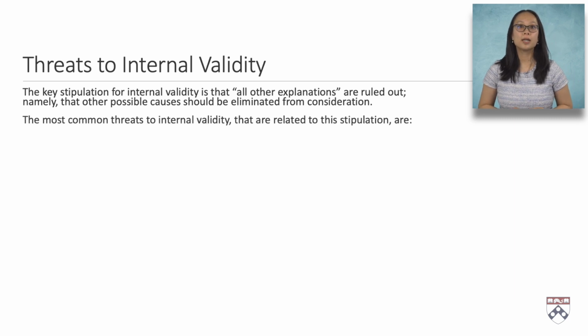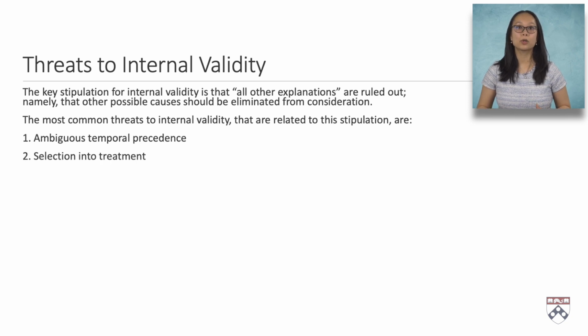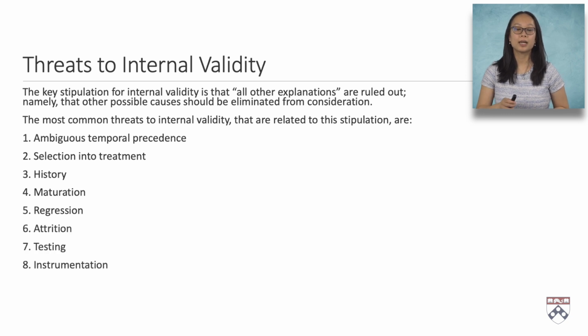The most common threats to internal validity that are related to this stipulation are: one, ambiguous temporal precedence; selection into treatment, which is actually the most common threat to internal validity; history; maturation; regression; attrition; testing; and instrumentation.